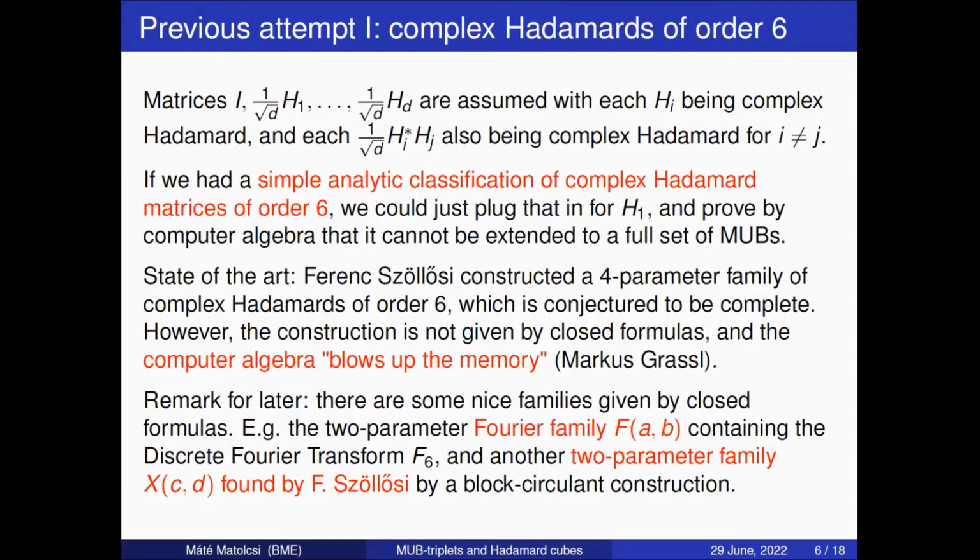But still, the construction is not given by closed formulas. And when you try to plug that in for H1, then the computer algebra just blows up the memory, as testified by Markus Grassl. But this is not complete in a sense. There is this singular point of tau. Sure, and the person does not know whether there might be tau prime, tau double prime, and so on. Yes, exactly. I didn't want to mention it, but yes. So it's conjectured to be sort of complete with possible exceptions. Now, of course, the possible exceptions may exactly lead to the full set of MUBs.